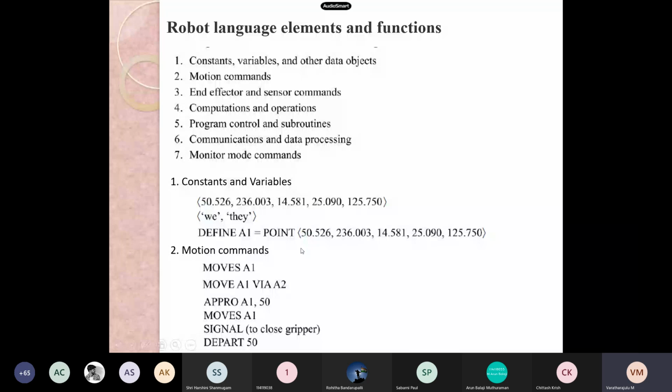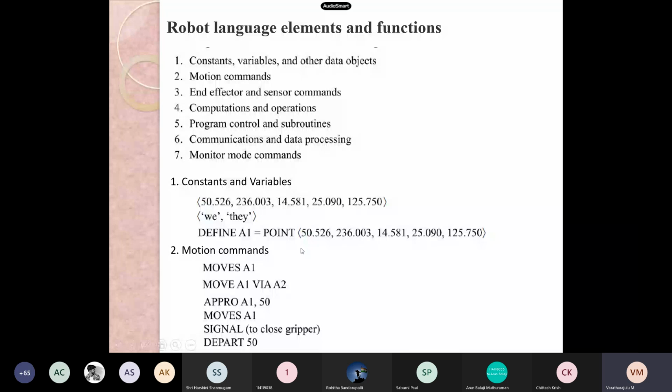In motion commands, we have move A1. The move A1 is the command used to make a move. The movement has to take place from its present position to the point we are going to define. Here, the movement is from the present position to the newer position, which will be A1. I'll come back to these slides.